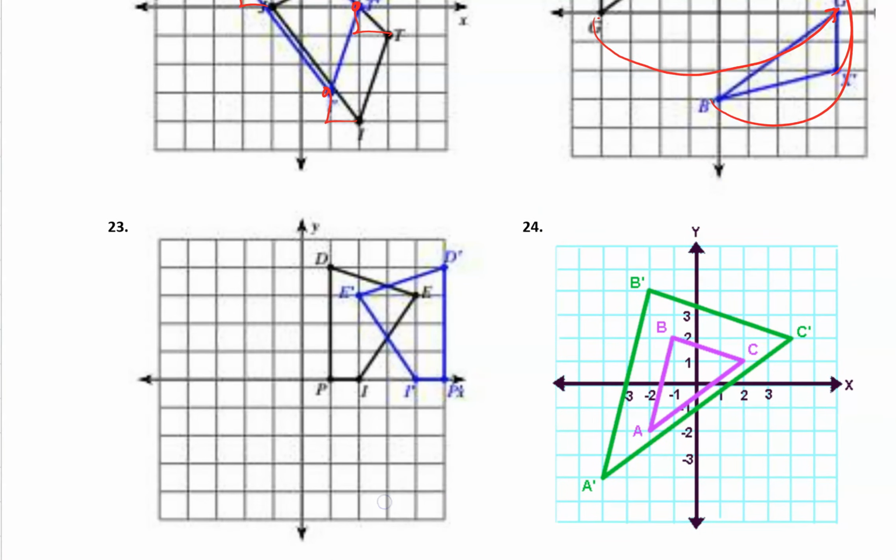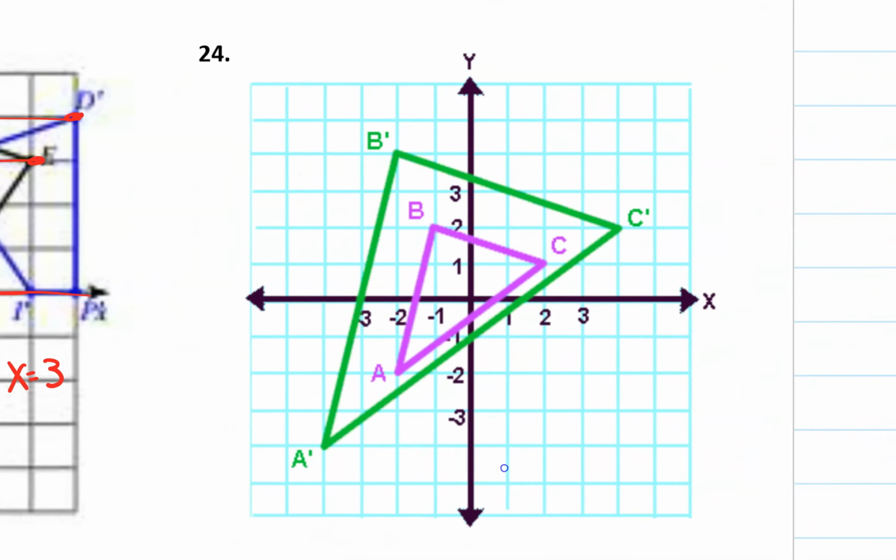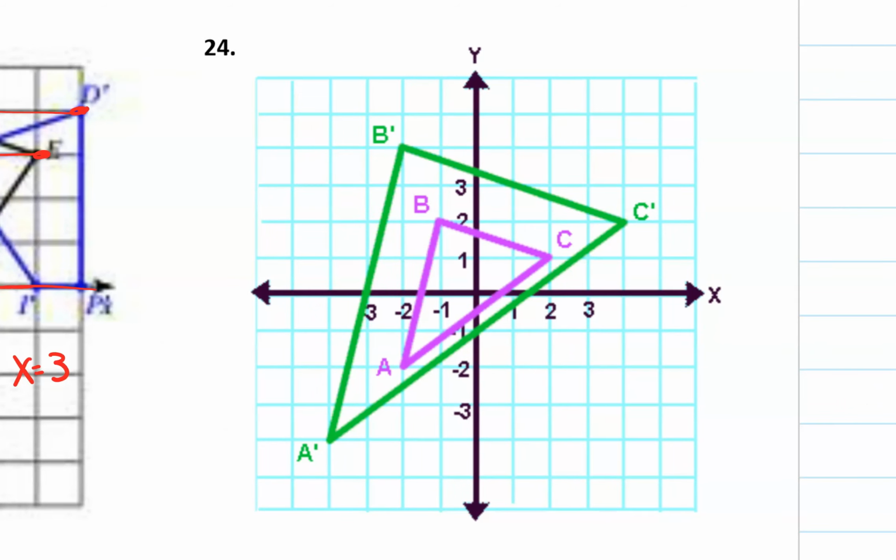Okay, this one I can kind of look at it and tell that it looks like a reflection. We have a line of reflection coming right through here. So it is reflected over the line x = 3. Each point is symmetrical, the same distance from that line. 2 away, 2 away, 1 away, 1 away, 2 away, 2 away. So that's a reflection. And then here, this is going to be a dilation.